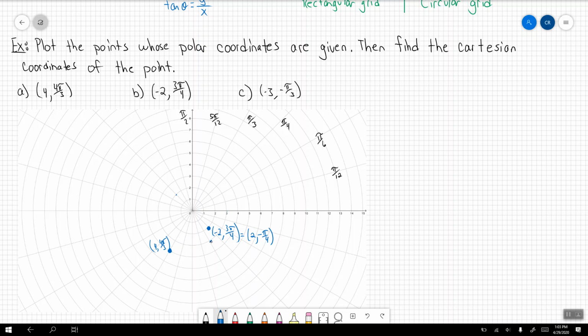So my initial point of 3 comma -pi thirds is here, but I want it to be negative for my radii. So all I do is I reflect it 180 degrees to here. This ordered pair is -3 comma -pi thirds. So there we are. We have those 3 points identified on here.